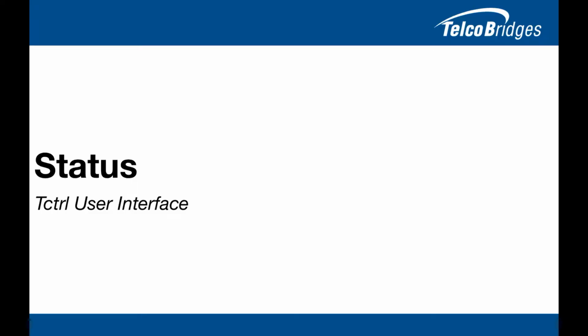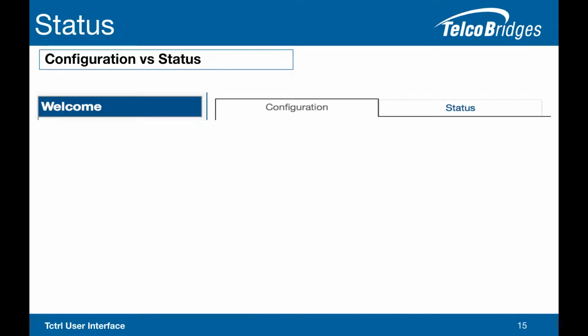In the next unit, you will learn how to access, refresh, and reset the Tctrl OS status and statistics. First, let's introduce the difference between configuration and status. Configuration, as seen previously, are settings saved in a database that need to be activated to take effect, while status shows live states and statistics from the running system.